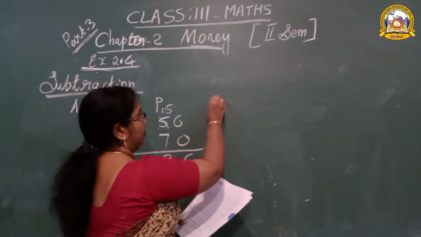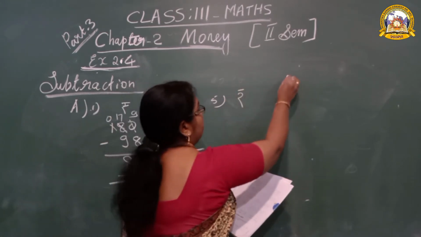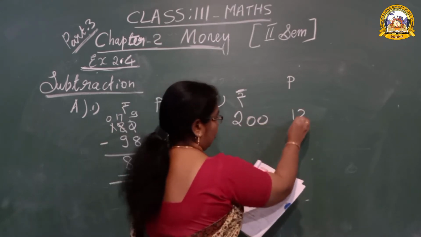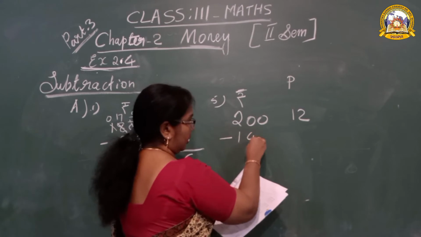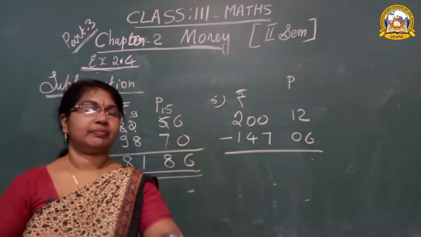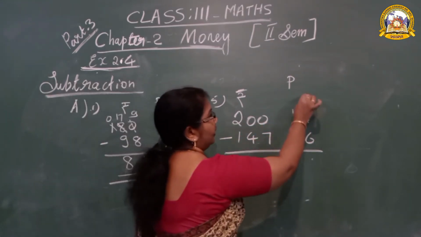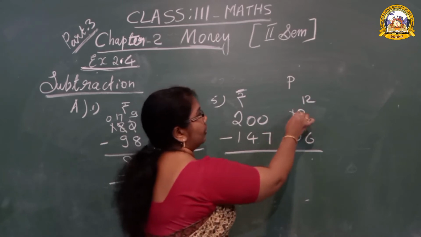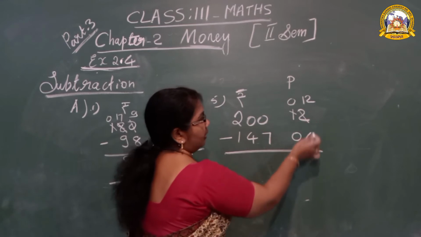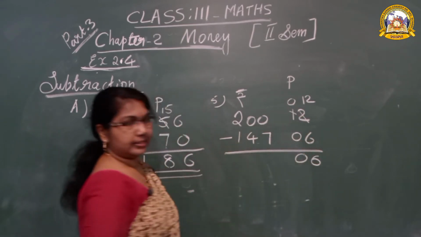Question number 5. Rupees, and here it is written paisa. 212 minus 147.06. Now 2 minus 6. No, you should write 12. From this 1 you have to write 0. Now 12 minus 6, 6. 0 minus 0, 0.